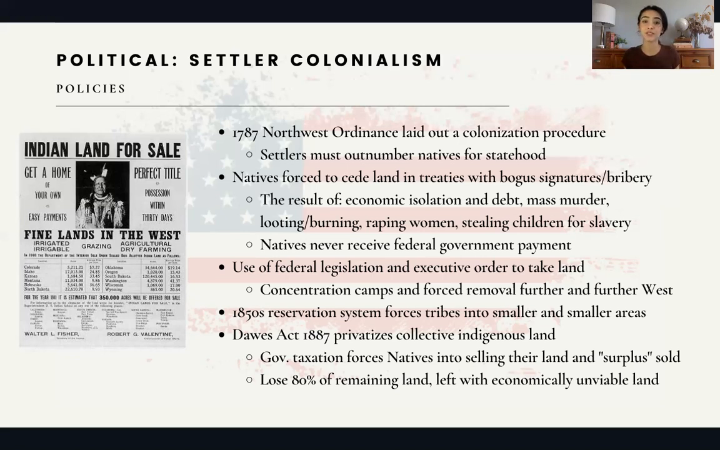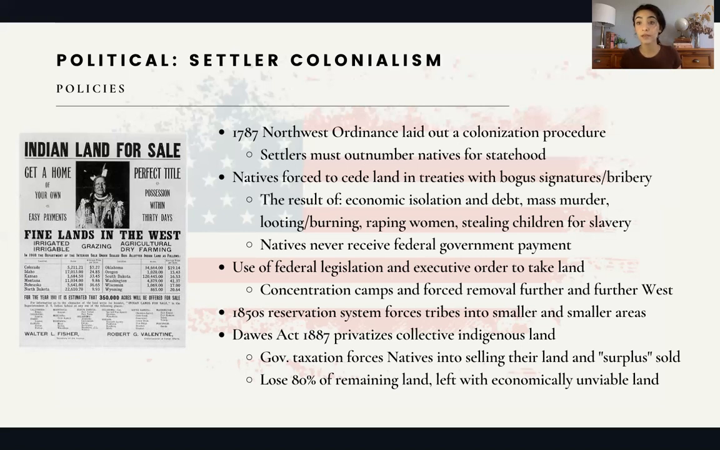Other methods were mass murder, looting and burning, raping women, stealing children away for slavery. And when Native Americans or those leaders who signed the treaties did cede their lands, they often never received the federal government payment. And we'll talk about what happens to that payment later on.